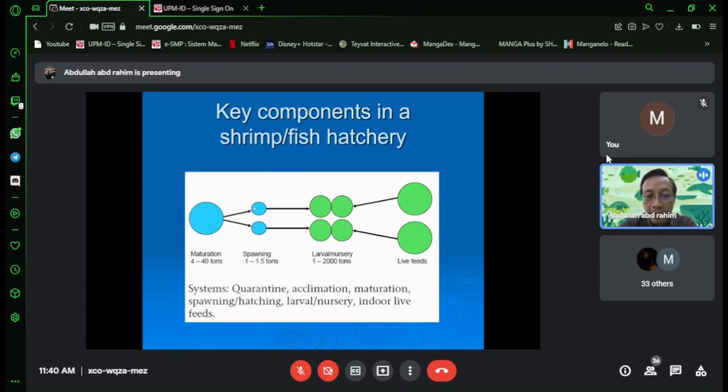Tangki untuk asuhan larva. Ini. This one. Now in the larval rearing tank, now I prefer to use the word food. Instead of live feed, we use live food. That would be a better term lah, okay? Feed is normally formulated feeds, but food is more, can be consumed live.